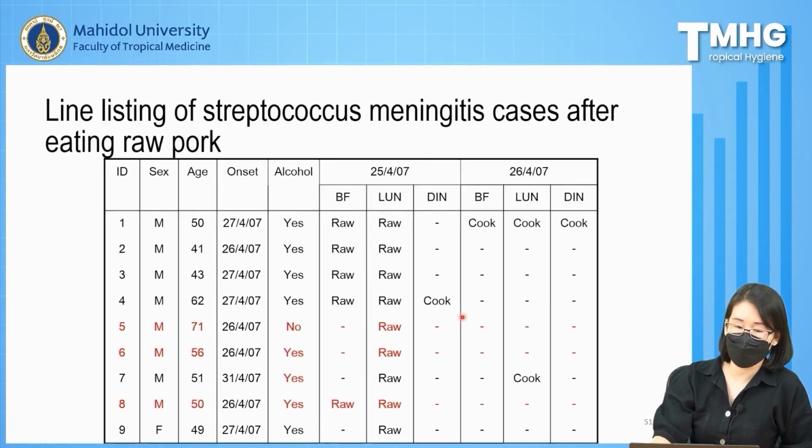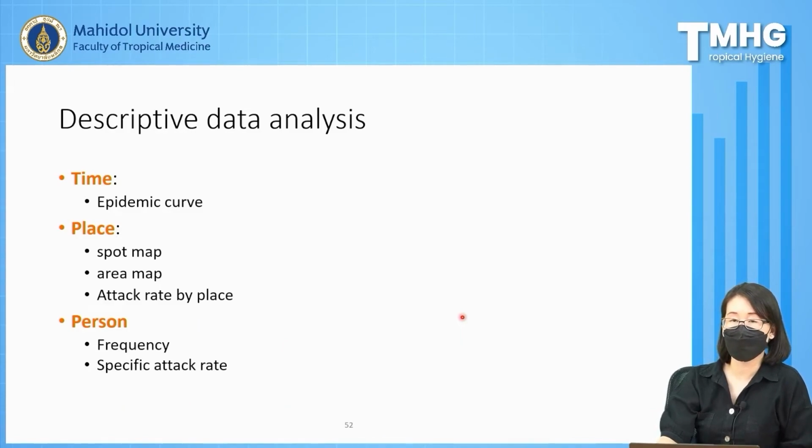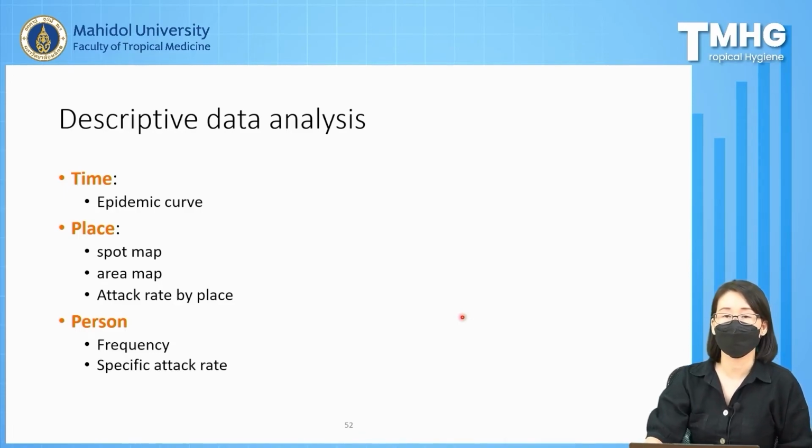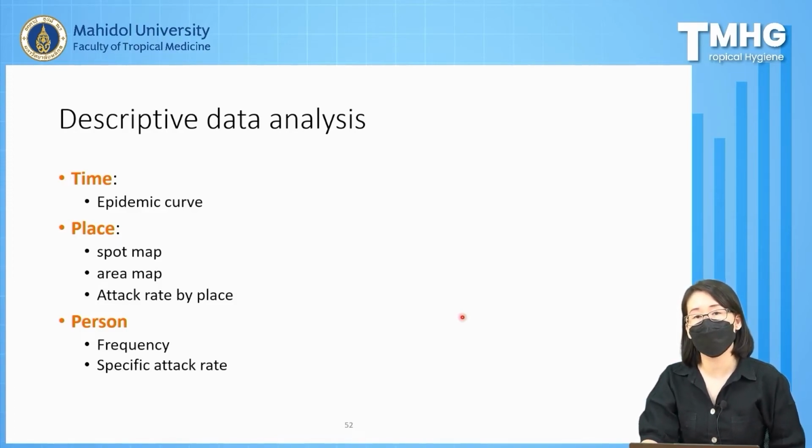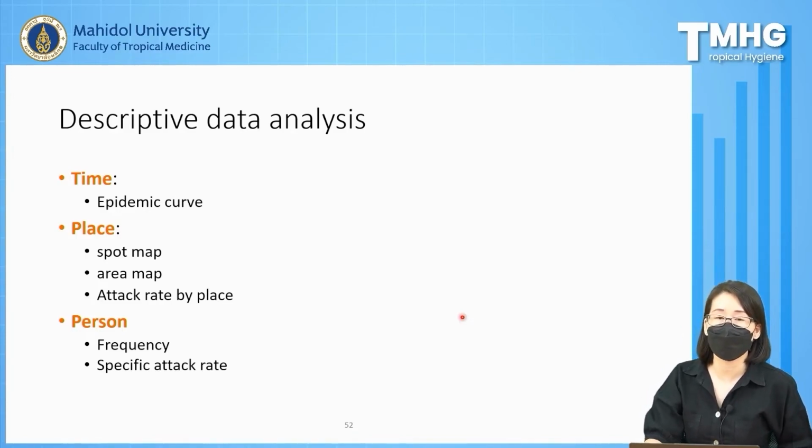So after you get this table already, you can do the descriptive data analysis in time, place, and person, right? Time, you're familiar with that already, so you're going to do an epidemic curve. For place, you can do a spot map or area map or attack rate by place. And lastly, for person, you can do whatever characteristic that you want to see.